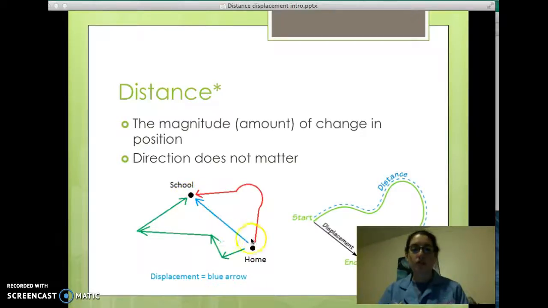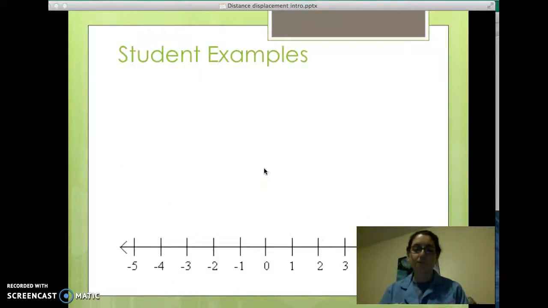Blue would be the shortest distance, red would be the intermediate distance, but they have the same displacement, which is this blue arrow, meaning where they started and where they ended is the same distance, so the same length apart, which means that even though their distances are different, their displacement or their overall change is the same. So make sure you write these down.